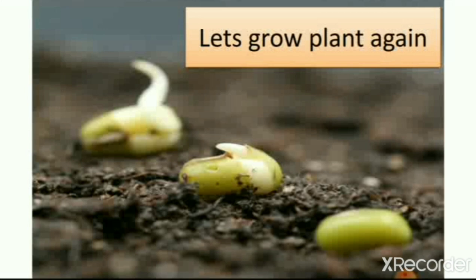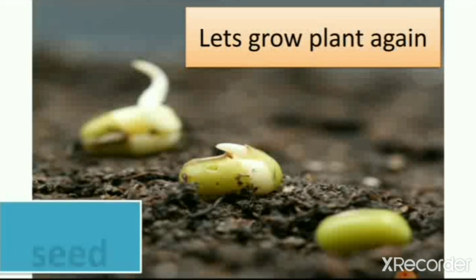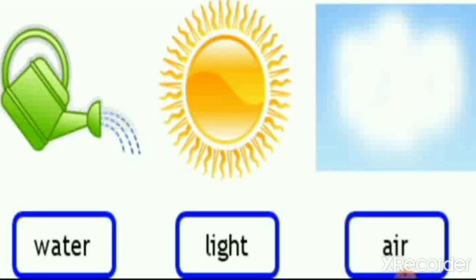Now let's start how leaf grows. First we need seed. You can see here seed, which we grow on floor, right? Can we grow tree on floor? No. So we need soil. Here you can see soil. Now let's start to grow tree. What will we give to the tree to grow? Plant needs? Yes, water, light and air. So we give water, sunlight and air to plant.